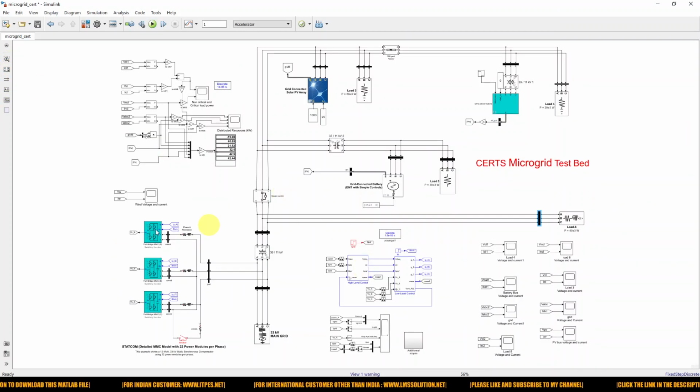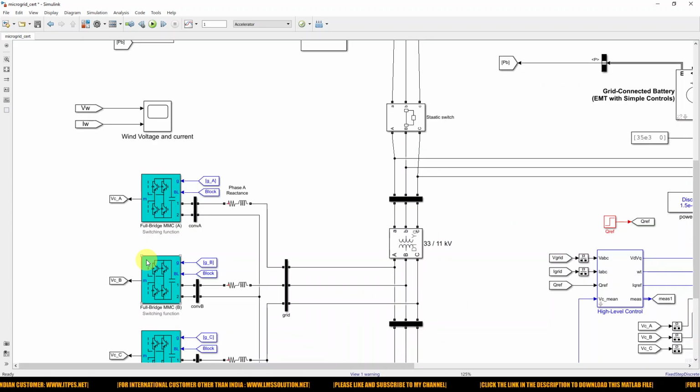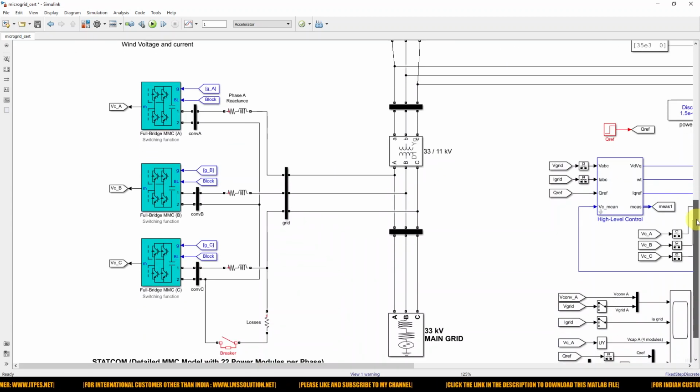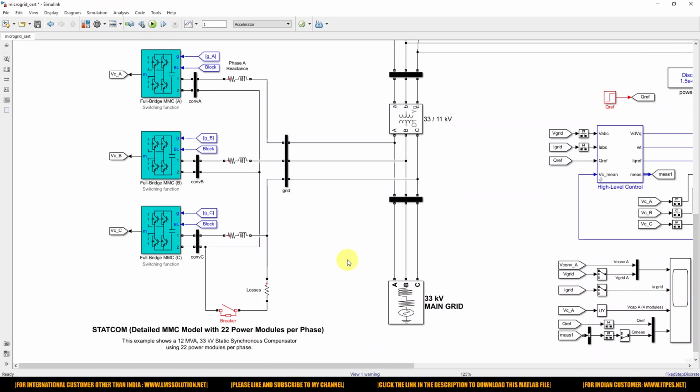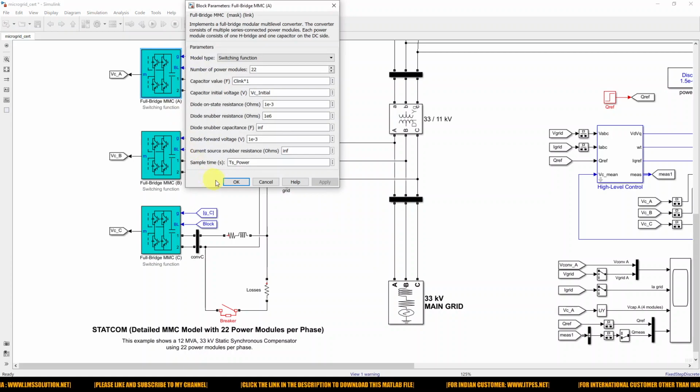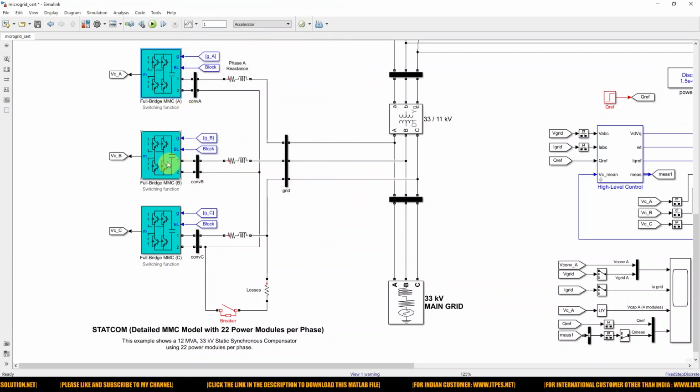Also here we are using another component, the STATCOM. The STATCOM is used for reactive power compensation. It consists of a multi-modular MMC model with each phase having 22 power modules. So each phase has a separate full bridge MMC.